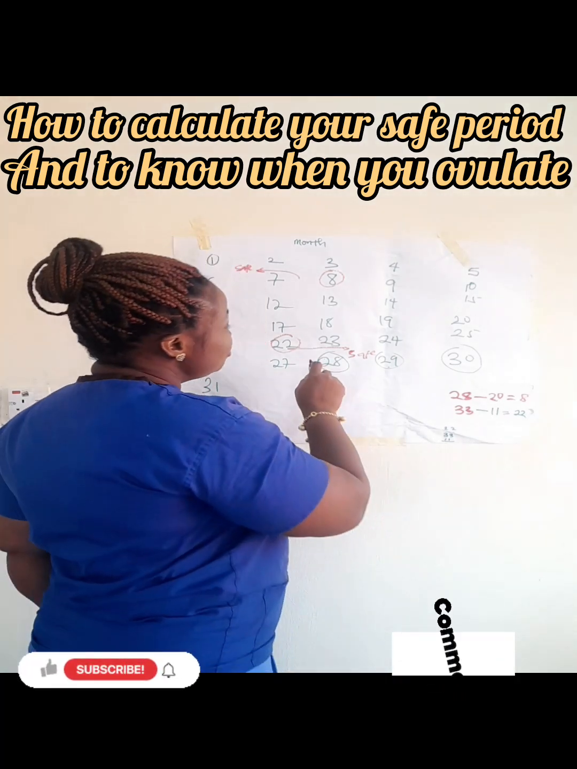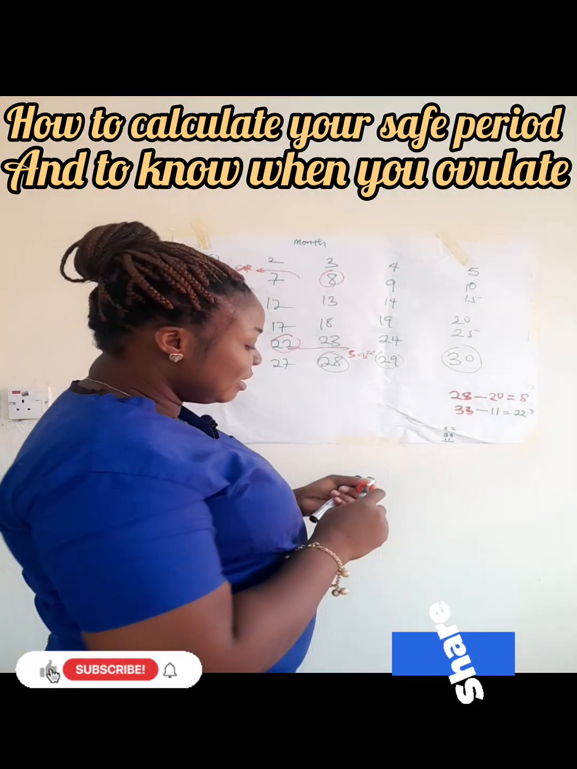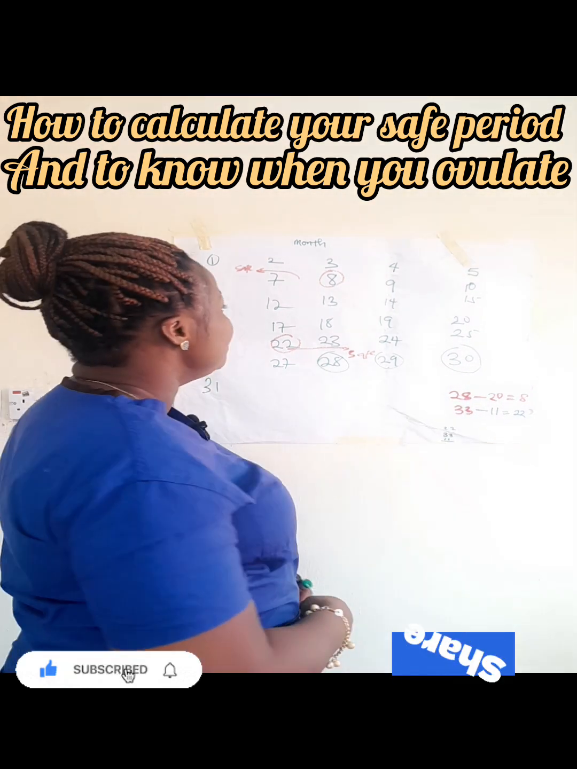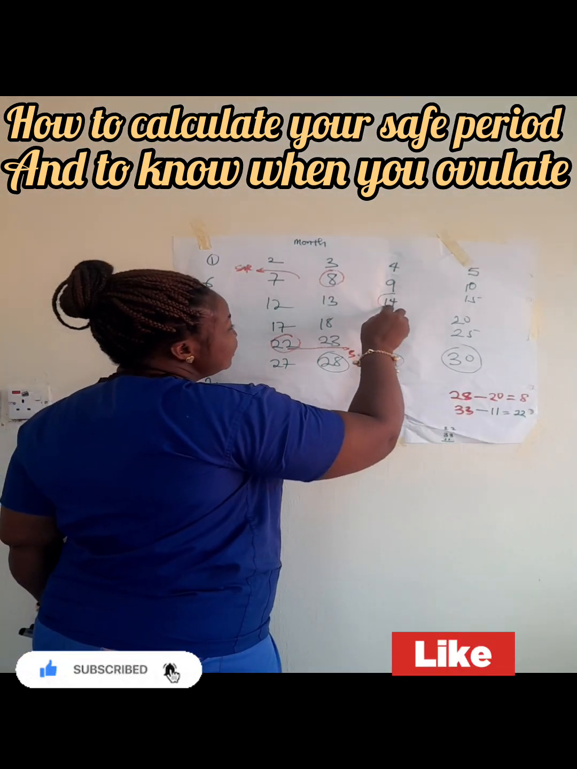So this is how to get your safe period. Now, let's assume that your cycle length is 28. It means you ovulated at day 14.